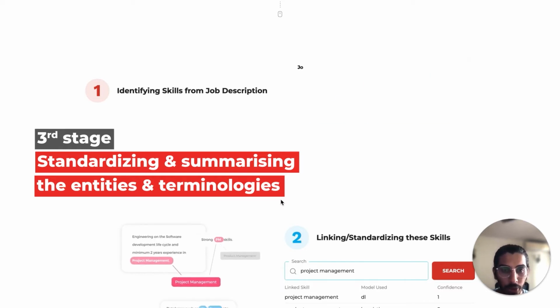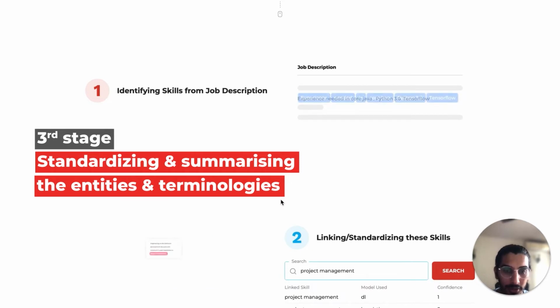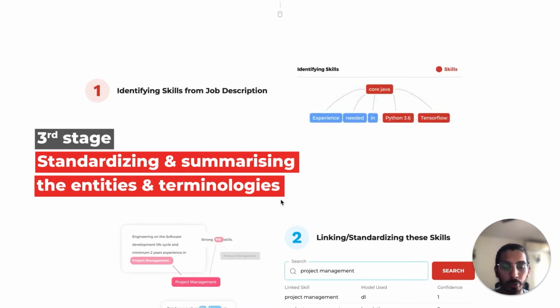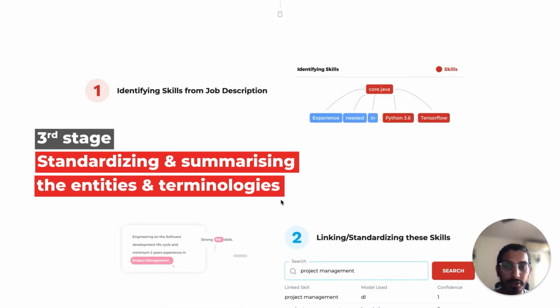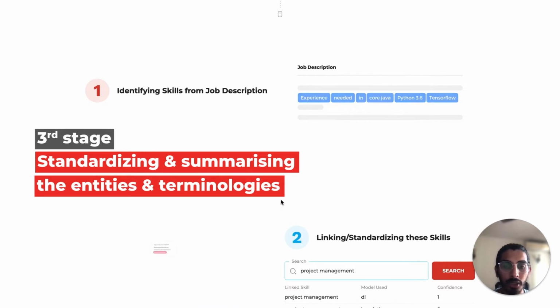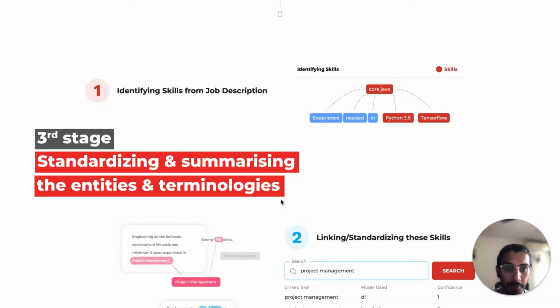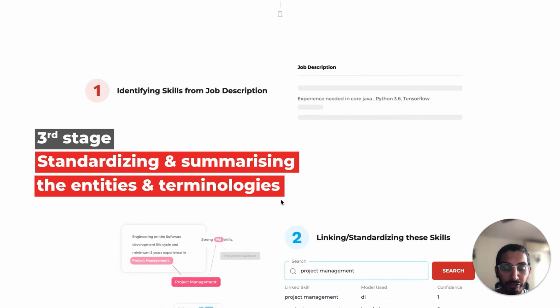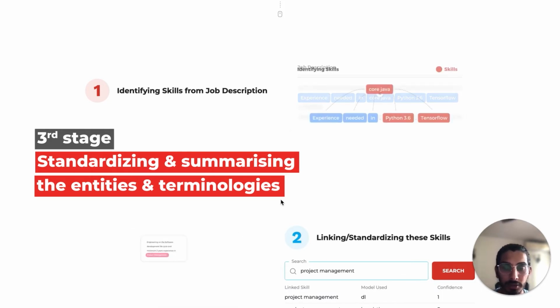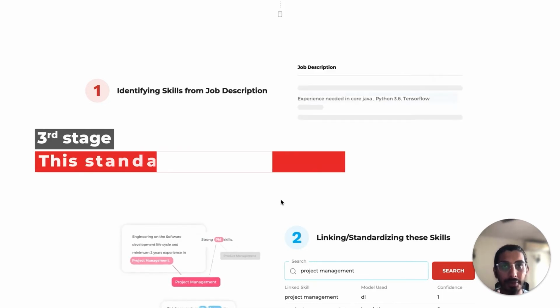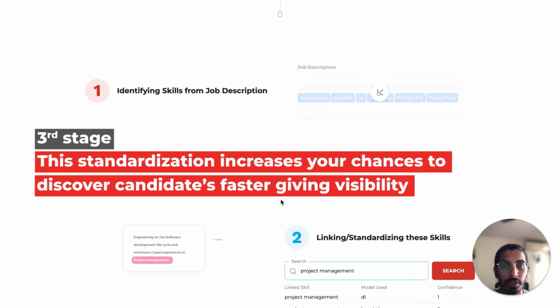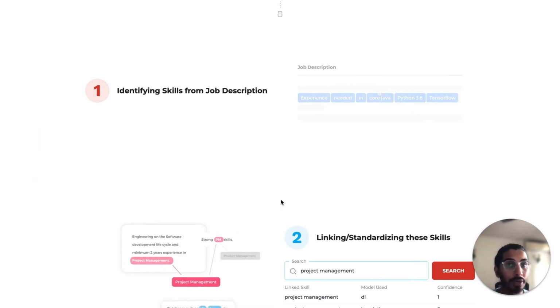Once the system has extracted those skills and other entities, the entity standardization machine learning capability utilizes the heuristics and patterns which our neural network has learned from the data, and the patterns acquired across the years from domain experts, from data annotators, from the way proposals, rejections, shortlistings and offer letters are happening. This standardization increases your chances to discover candidates faster and helps you increase supply visibility, because everybody may not write the same terminologies.